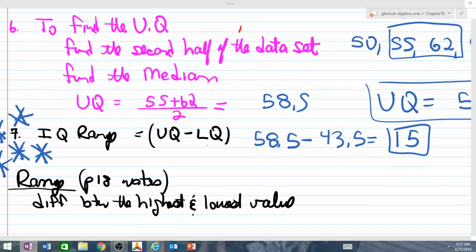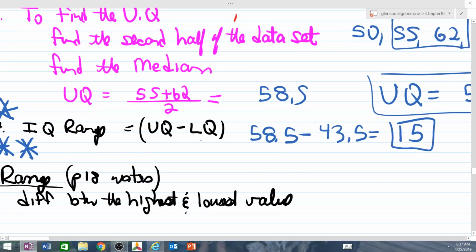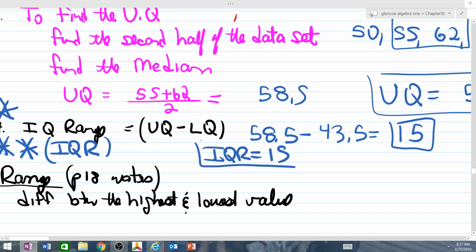Okay, the interquartile range, which you can abbreviate as IQR if you so desire. Inter means between. Range means difference between highest and lowest. So the interquartile range is just the upper quartile, which is 58.5, minus the lower quartile, which is 43.5. So the interquartile range equals 15. That's pretty simple and straightforward, probably a lot easier than most of us thought it would be.